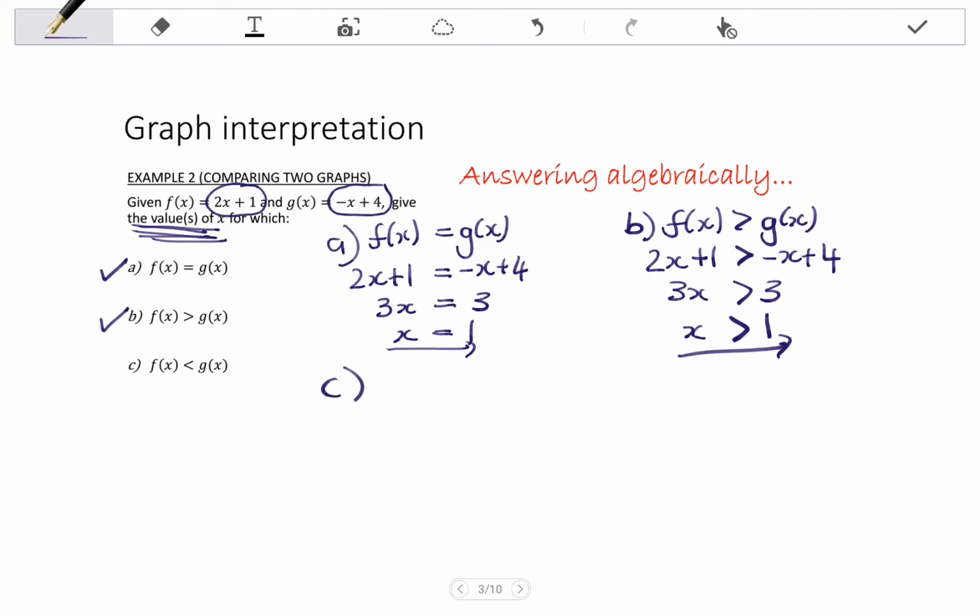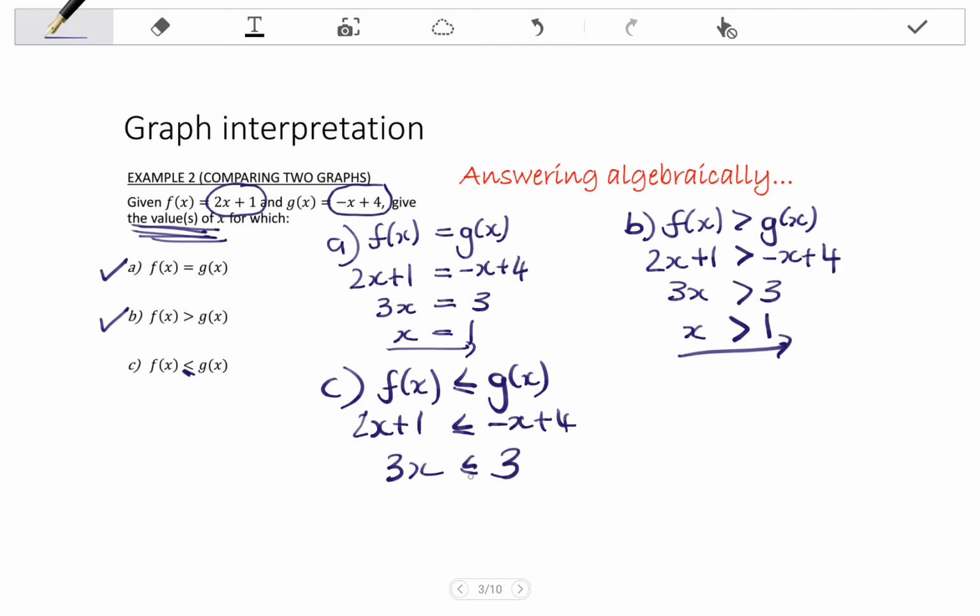And likewise for C, where f of x is, let's change this again to less than or equal to g of x. You're going to substitute 2x plus 1 in place of f of x and -x plus 4 in place of g of x and solve the inequality. Add x, so we have 3x, subtract 1, it's less than or equal to 3, divide by 3, and you have x is less than or equal to 1. Okay.